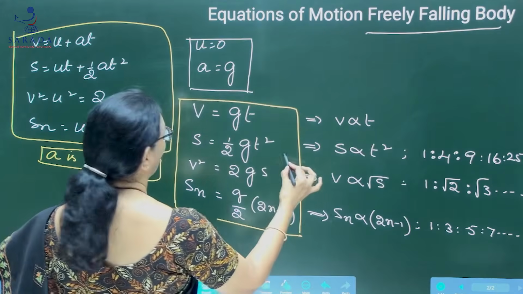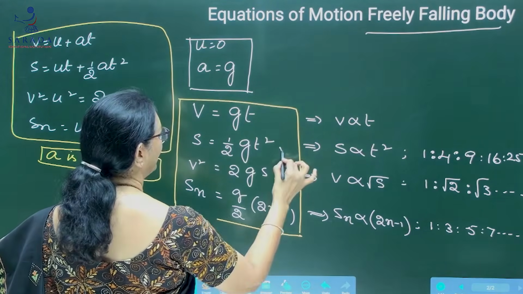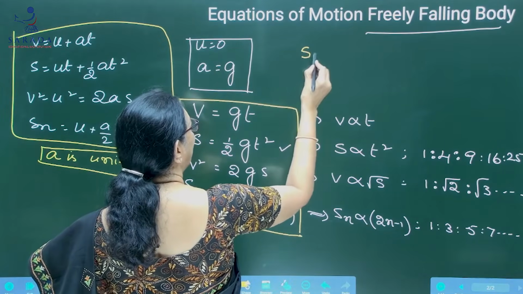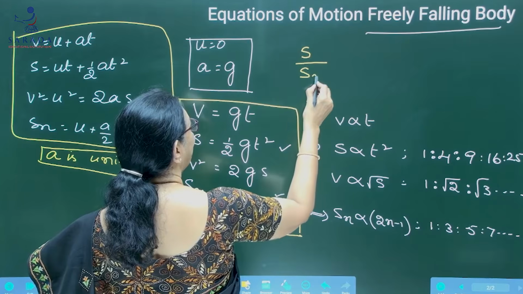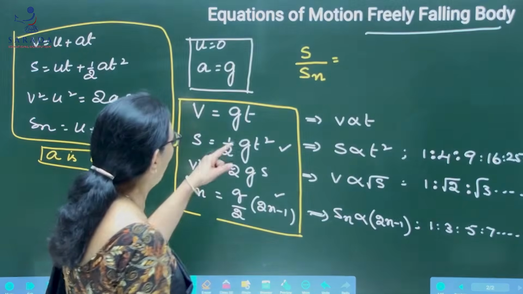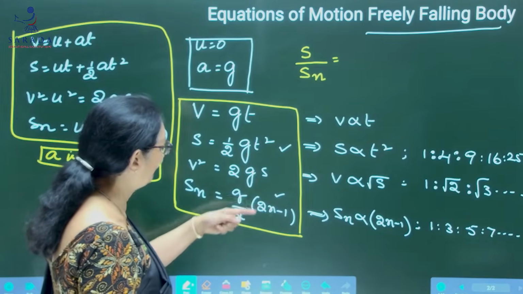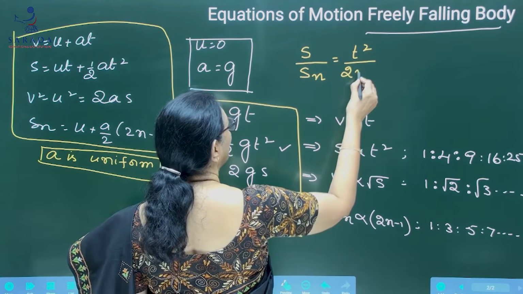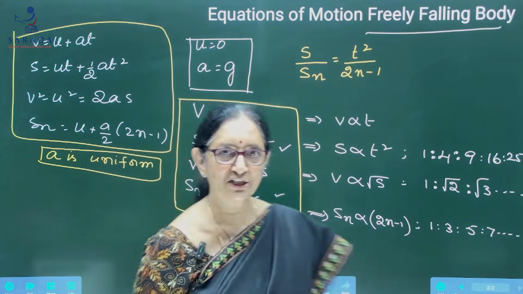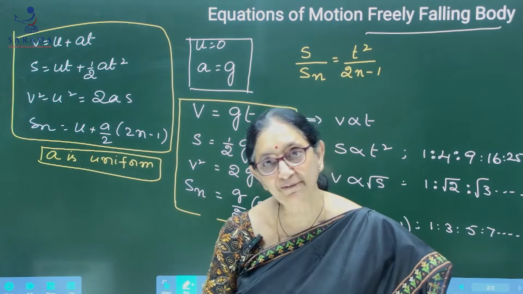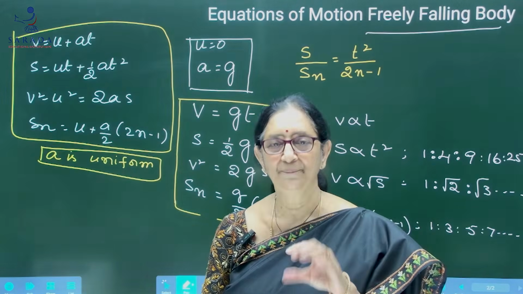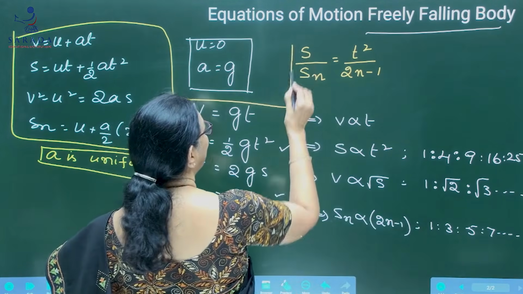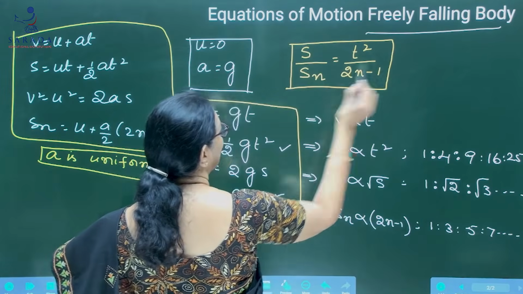So, from these two equations, the ratio of displacements in time t and in the nth second is equal to half gt square by half g(2n minus 1). So it becomes t square by (2n minus 1). The ratio of displacements of a freely falling body in time t and in the nth second, S by Sn, is equal to t square by (2n minus 1).